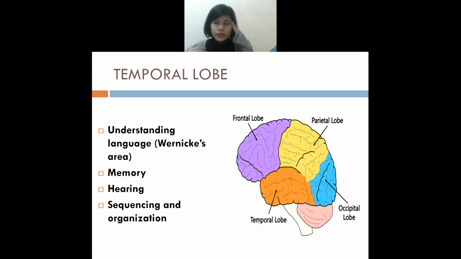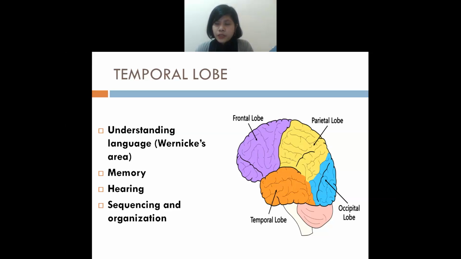Next is temporal lobe. So the temporal lobe is here, both sides, here and here. So the temporal lobe helps you in what? The temporal lobe helps you in understanding language, which is in your Wernicke's area. So the temporal lobe will help you in understanding the language, whatever the second person or the third person is speaking. Next is memory. So the temporal lobe also helps you in memorizing something, and it also helps you in hearing something.